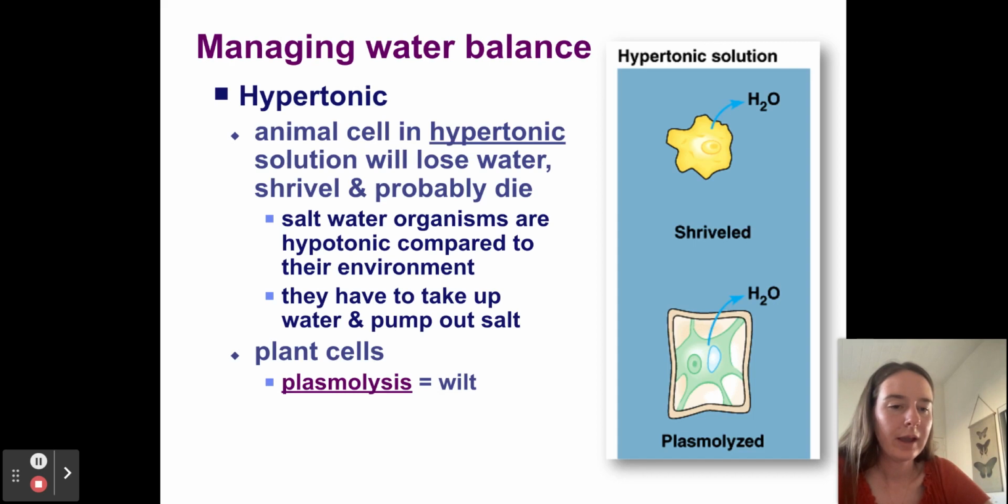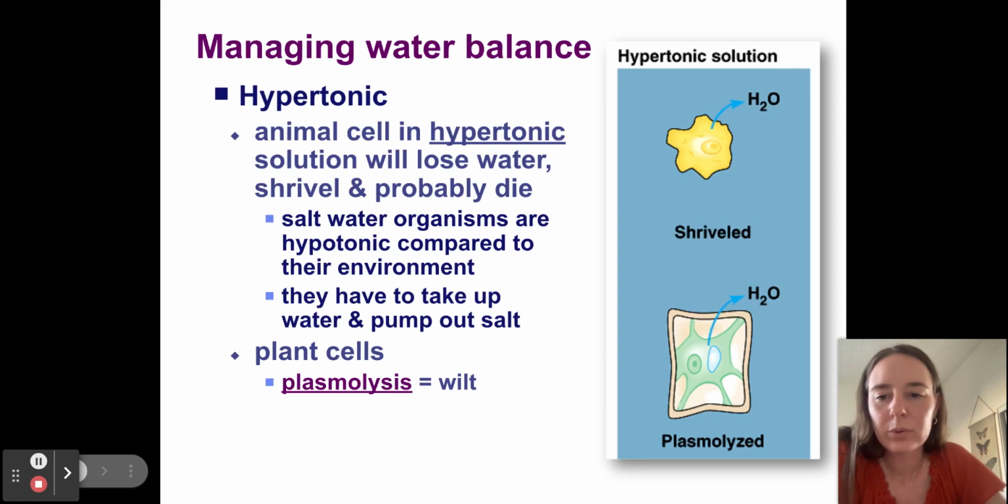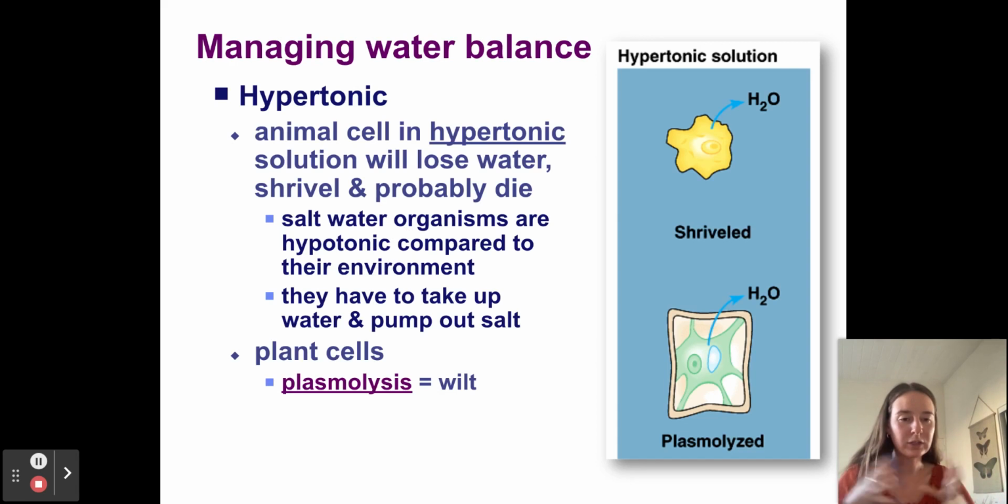But basically, animals have evolved the ability to maintain their water balance based on the types of solutions that are in their organs. So saltwater organisms are hypotonic compared to their environment. If a fish is floating in really salty water, then the inside is hypotonic, meaning the inside has more water compared to the outside because the water is so highly concentrated with salt or solutes. And so water is going to be flowing from inside the fish to outside the fish. So they have to take up extra water and then pump out extra salt because they're taking in more water.